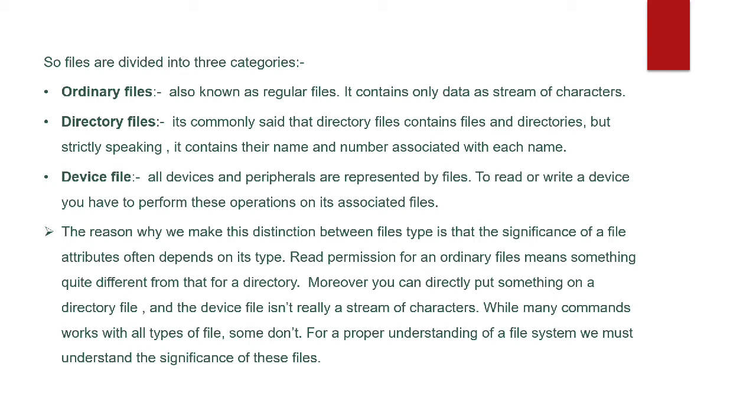The reason why we make this distinction between file types is that the significance of a file attribute often depends on its type. Read permission for an ordinary file means something quite different from that for a directory. Moreover, you can't directly put something on a directory file, and a device file isn't really a stream of characters. While many commands work with all types of files, some don't. For a proper understanding of the file system, we must understand the significance of these files.